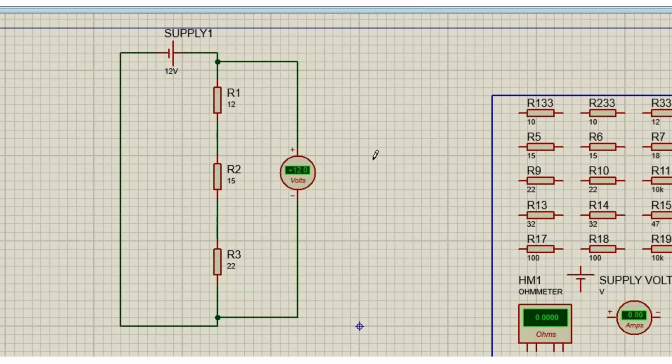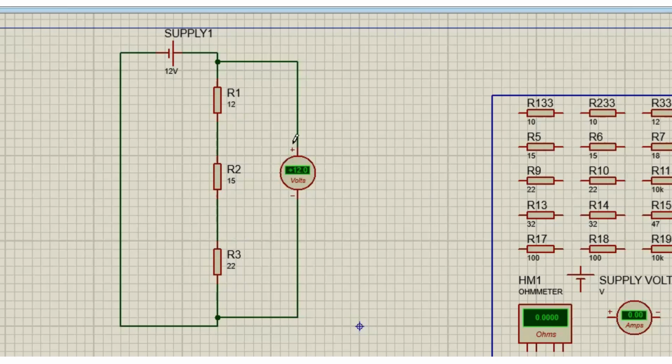So this is total voltage. Total voltage is what? VR1 plus VR2 plus VR3. Are we together, guys? It gives us 12 volts. But obviously, this is a simulation, right? Practically, you might get 11 point something due to the internal resistance of the voltmeter.